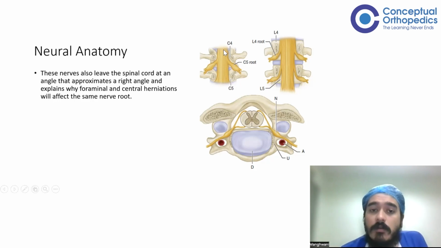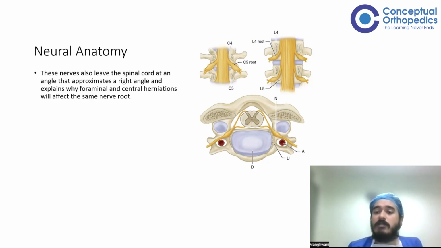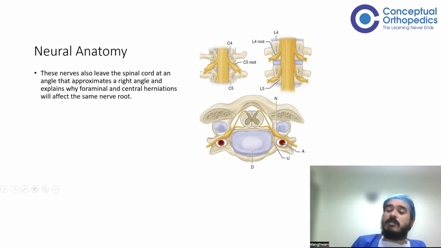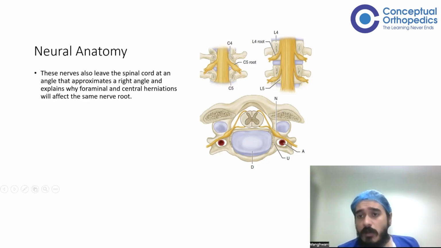Now, also this particular nerve root reaches at a right angle. And this explains that foraminal and central herniations affect the same nerve root in the cervical spine, and there is no discrepancy as what we see in the lumbar spine, wherein the foraminal and the central herniations generally affect different nerve roots. So to revise, basically when we talk about the central herniations in the lumbar spine, that affects the traversing nerve root. However, foraminal herniations affect the exiting nerve root.